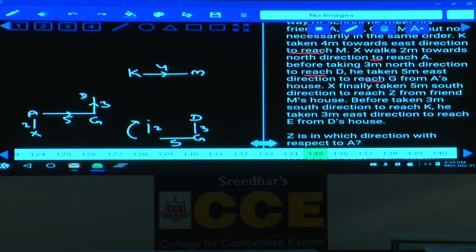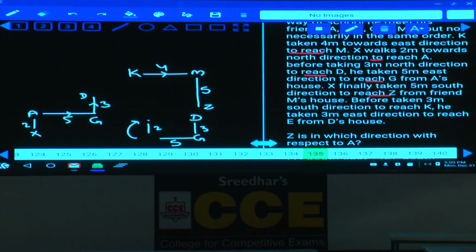Now X, A, G and D were there, and X finally takes 5 meters south direction to reach Z from friend M's house. From M's house, what is Z? How many meters is Z? 5 meters. Hence, this must be 5 meters. And now this is Z, which is 5 meters from M's house.